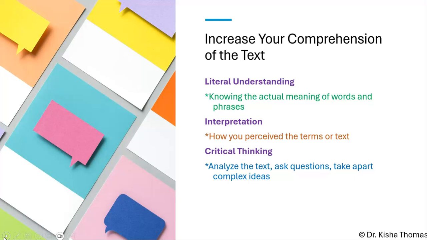ordinary men. Now, when we get to the critical thinking piece, this is where you begin to analyze, ask questions, and take apart complex ideas. For example, from that text, you may begin to ask questions like, well, why don't people look at ordinary men? And is it okay to write about yourself if you're not famous? So this is where the critical thinking piece comes along. And you may even want to connect these questions to the author or the text.